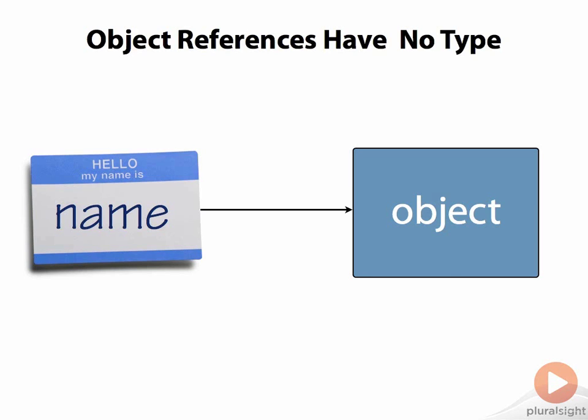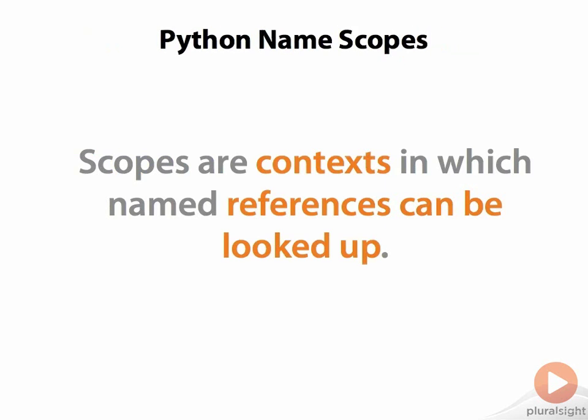As we have seen, no type declarations are necessary, and variables are essentially just untyped name bindings to objects. As such, they can be rebound or reassigned as often as necessary, even to objects of different types. But when we bind a name to an object, where is that binding stored? To answer that question, we must look at scopes and scoping rules in Python.